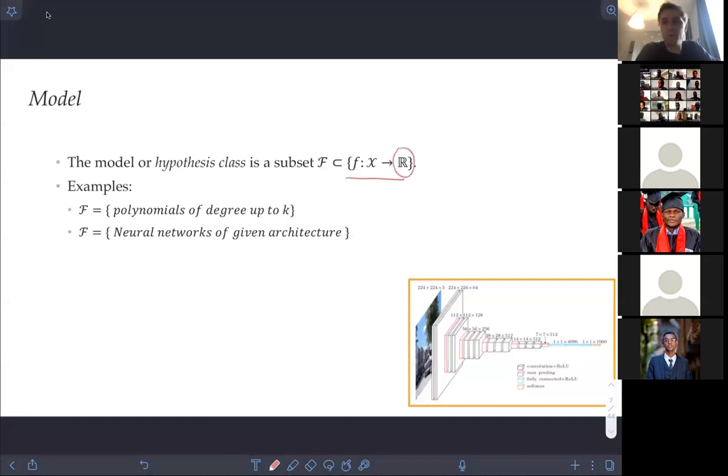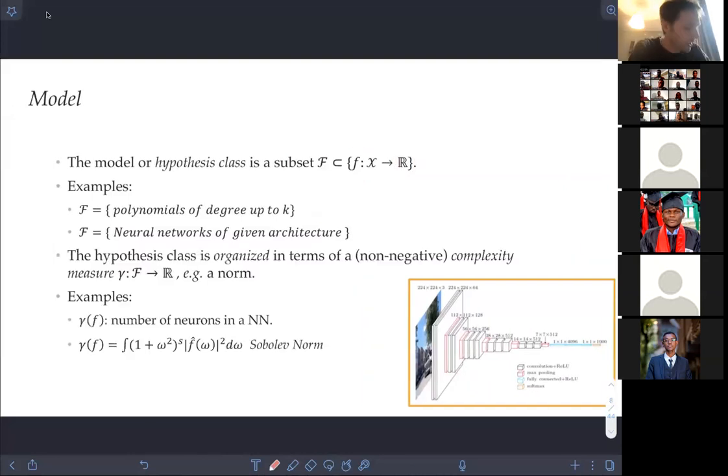Just to give some examples of what this could be, you can think about hypothesis classes that are, I would say, old style: polynomials of a given degree could be a pretty nice, cute hypothesis space. But of course, you can make these hypothesis classes a bit fancier by modeling mappings that involve neural networks, like this cute example that I'm showing here at the bottom.